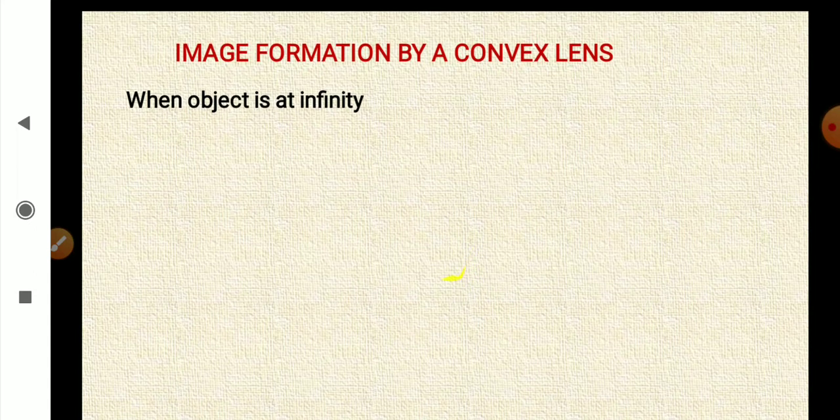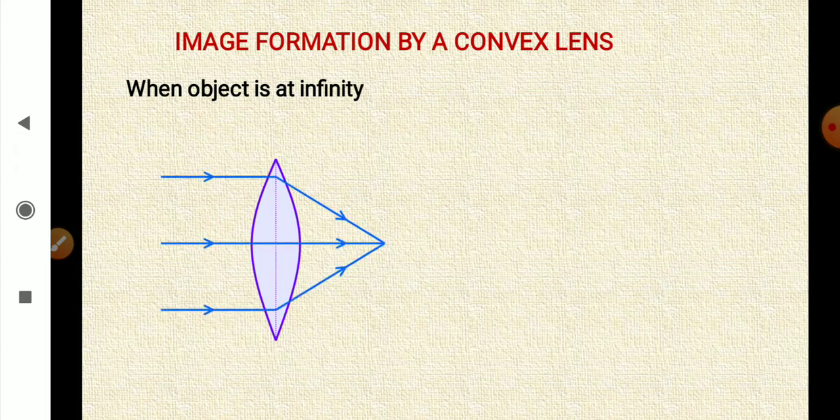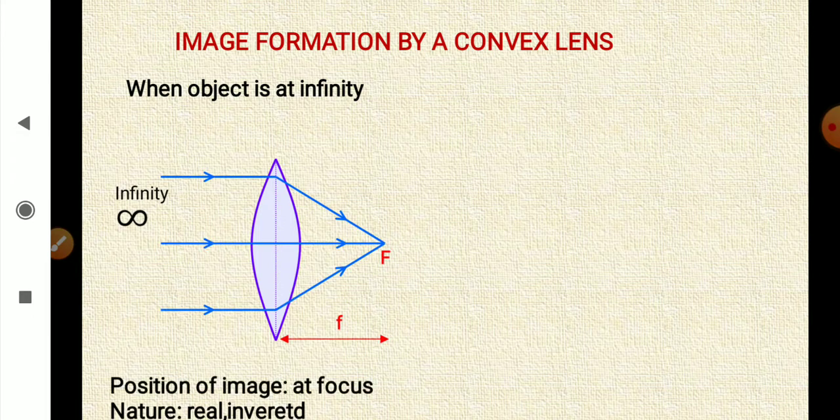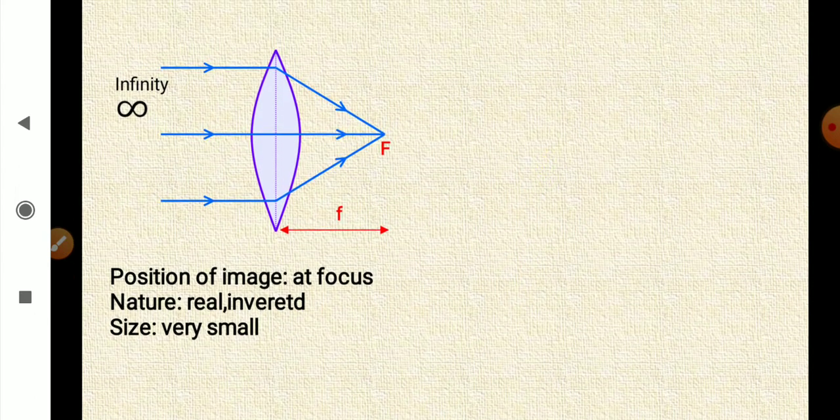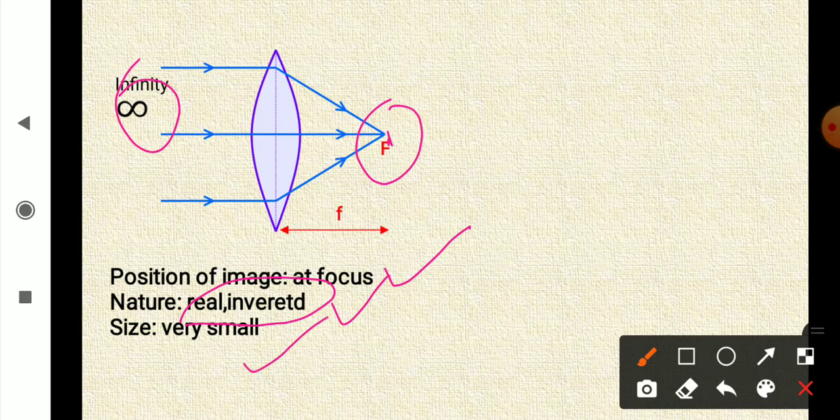And now, image formation by a convex lens. You are familiar with it, so nothing new. So first, when the object is placed at infinity. See, this I have just discussed. You can see that a real image is formed. When the object is at infinity, the rays are coming parallel to principal axis and they meet at this point F. So real image is formed, and real image is inverted. So the image is formed at focus. It is real and inverted, and it is extremely small in size.